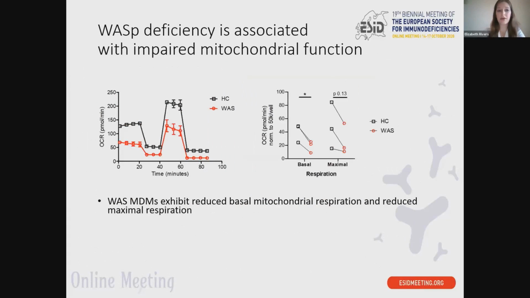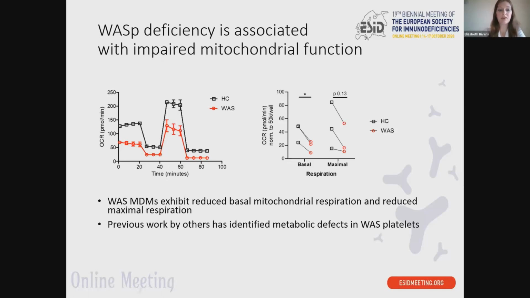So finally, we looked to explore some functional aspects of impaired mitochondrial homeostasis in Wiskott. And we found in Seahorse experiments that Wiskott macrophages exhibited reduced basal mitochondrial respiration. So Wiskott cells shown here in red compared with healthy donors in black. You can see quite a marked reduction in basal mitochondrial respiration. And perhaps even more importantly, we also found that there was reduced maximal respiration, which means that when the cells became stressed, they were unable to meet the metabolic demands of the cell.